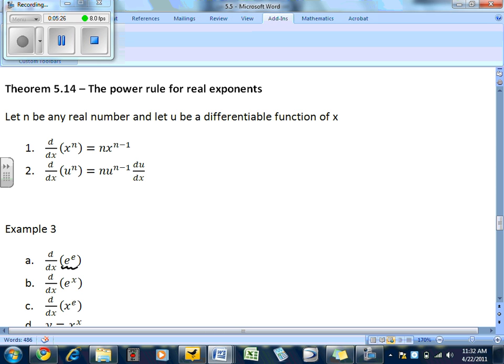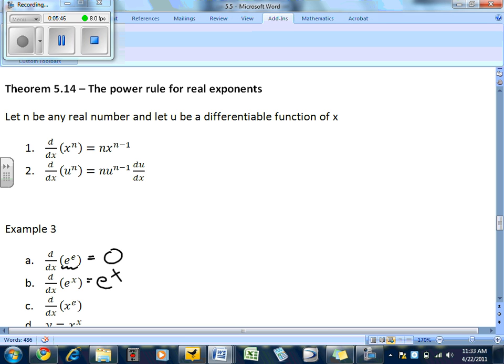e to the e. e is just a number. So really, this is just a constant. It's a number to a number. The derivative of a constant is always 0. So e to the e power, the derivative of that is just 0. We know already that the derivative of e to the x is going to be e to the x. We've gone over that already.